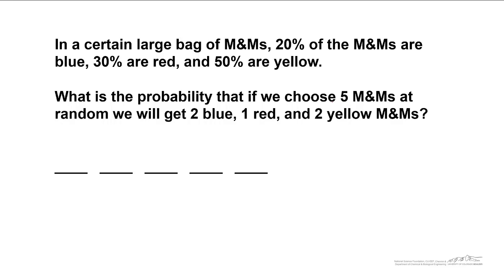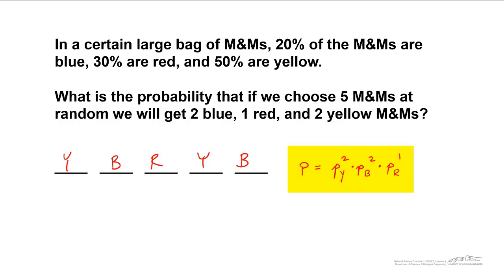What's the probability that we choose 5 M&Ms at random and we get 2 blue, 1 red, and 2 yellow? Well, one possible arrangement would be yellow, blue, red, yellow, blue. So that's a possibility. What is the probability of getting exactly this arrangement if order matters? The probability of getting this arrangement would be the probability of yellow squared, because we have 2 of those, times the probability of getting a blue M&M squared, times the probability of getting a red M&M raised to the 1, since we only have 1 M&M that is red.